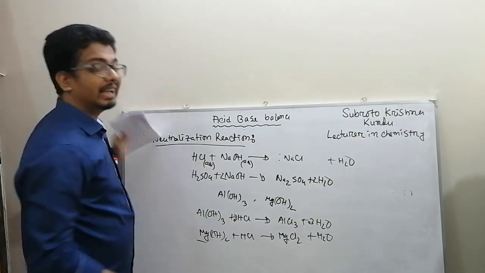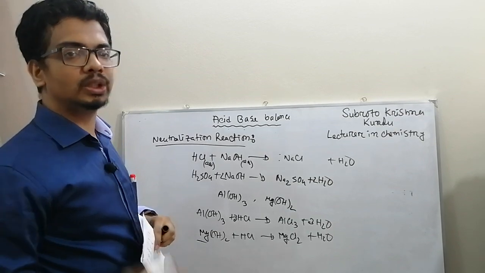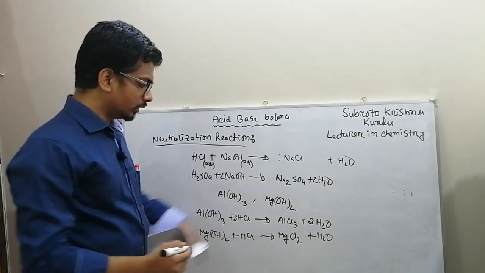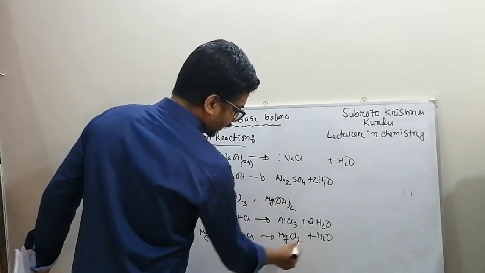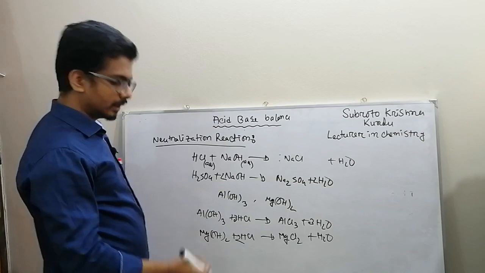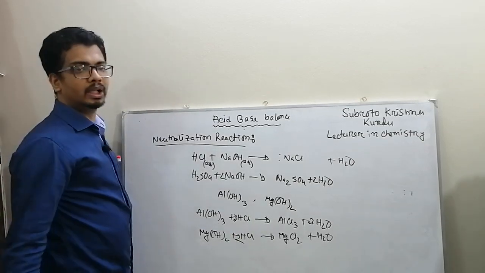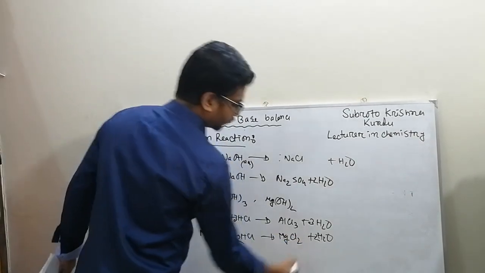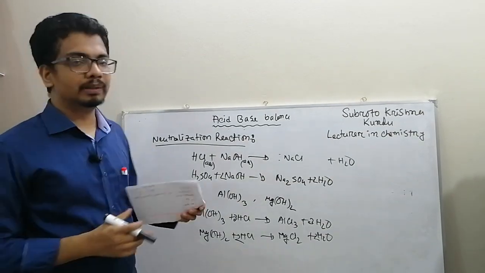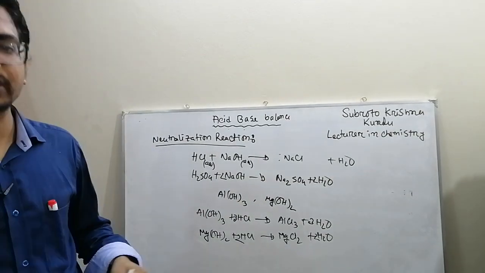Here the valency of magnesium is 2, that means 1 molecule of magnesium chloride will be produced. If we want to balance the reaction, we have to multiply by 2 and 2. Okay. It is the first importance of neutralization reaction.